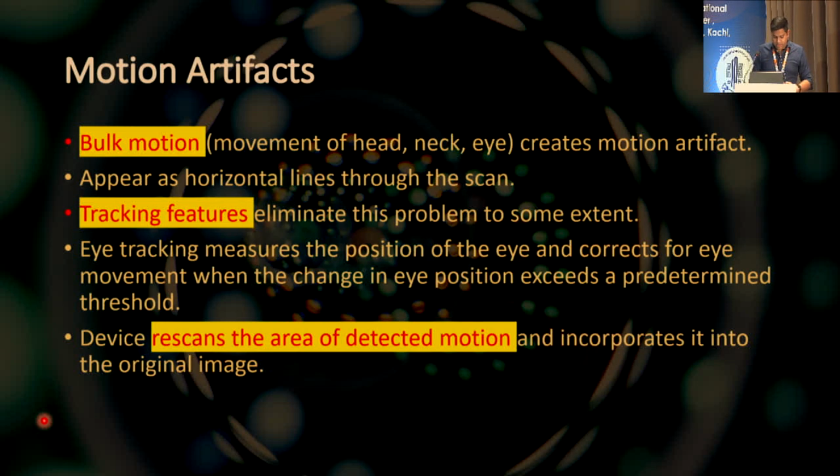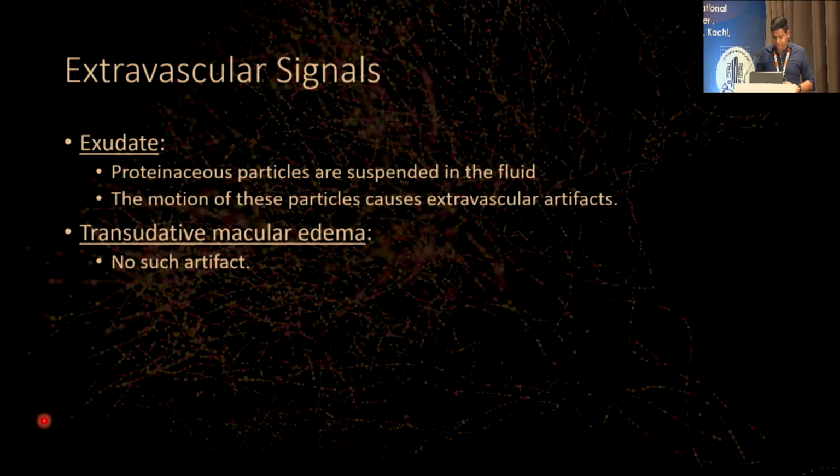Again, the motion artifacts are there, and there's not much to talk about on this. And then there are the extravascular signals, where exudate and transudate macular edema can be there, and in the exudate, proteinaceous particles are suspended in the fluid. The motion of these particles causes extravascular artifacts, and that's all.